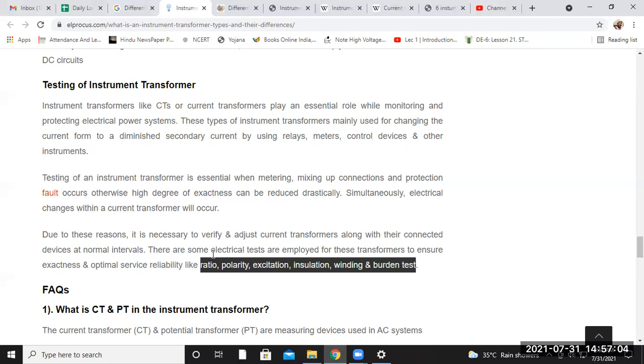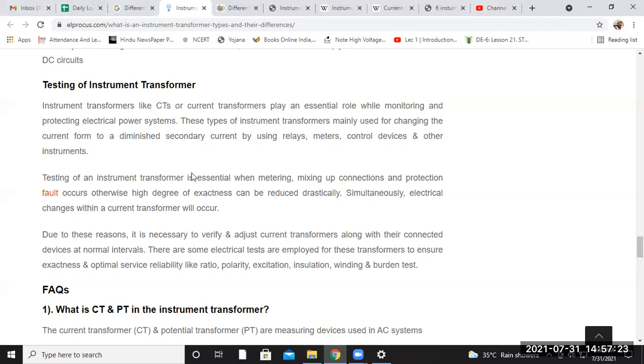That is your first ratio test, then there is a polarity test, then there is an excitation test, then there is an insulation test, winding test, and burden test. So these are some tests that are used to test the instrument transformers. These are some top points that we must remember for the instrument transformer.